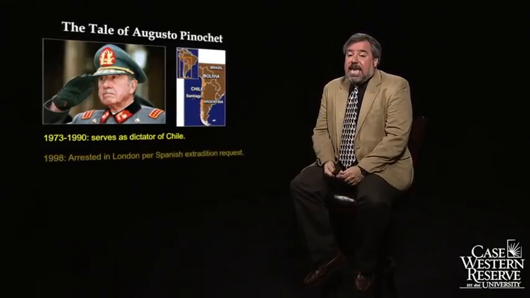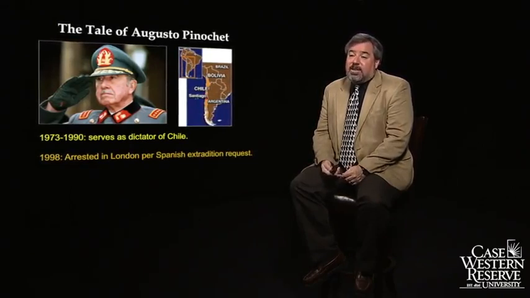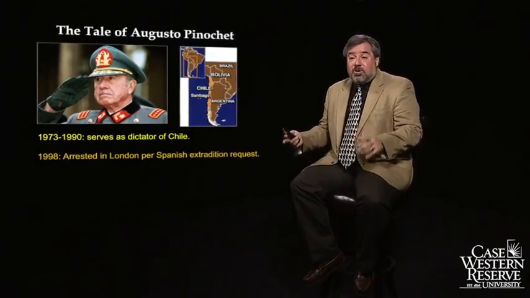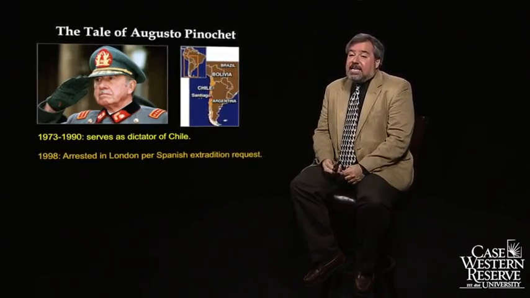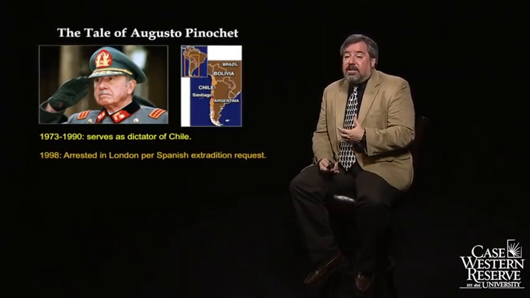Now, in 1990, he steps down from power, but he becomes what is known in Chile as a senator for life. So he has an official position, but he's no longer head of state. And in 1998, he goes up to England to have medical procedures done on him. And while he's there, a Spanish judge issues an arrest warrant and a request for extradition to the United Kingdom for Pinochet, based on universal jurisdiction for crimes against humanity and torture.